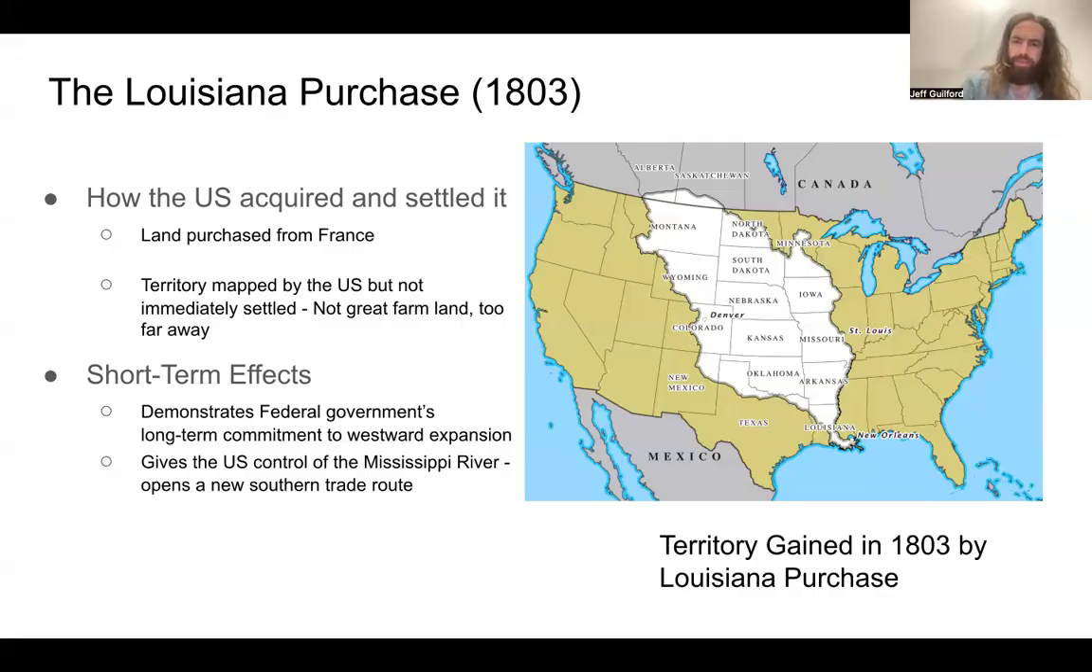And the US then goes on to map out all of this territory for plans for future expansion. However, a lot of this territory, other than Louisiana and Arkansas, is not really great farmland. So there's not a lot of immediate settlement, but it shows a clear commitment by the United States for further westward expansion moving forward. Also, one other key short-term effect of this is it gives the U.S. total control of the Mississippi River and the key port city of New Orleans down here, which creates a crucial southern trade route. And that's going to open up the Deep South as a major cotton production and trade site.